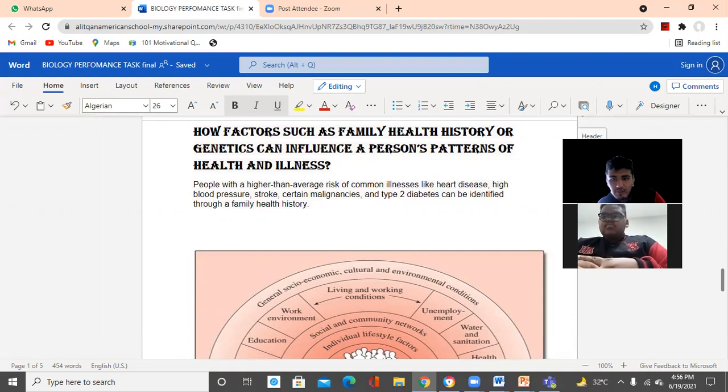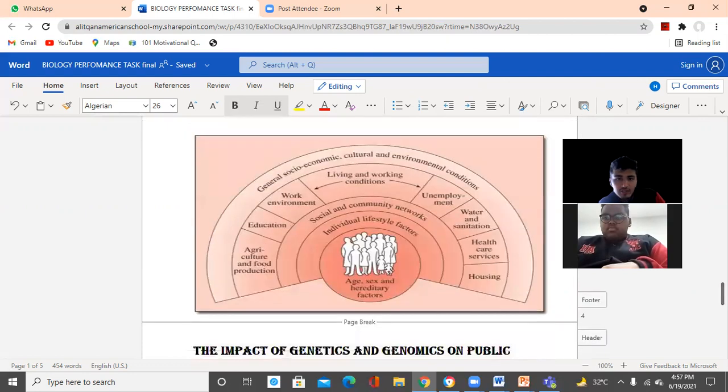How factors such as family health history or genetics can influence a person's pattern of health and illness. So people with a higher than average risk of common illnesses like heart disease, high blood pressure, stroke, certain malignancies, and type 2 diabetes can be identified through a family health history. As you can see in the picture, it's the general socio-economic, cultural, and environmental conditions. We have the different criteria: living and working conditions, social and community networks, and individual lifestyle factors.